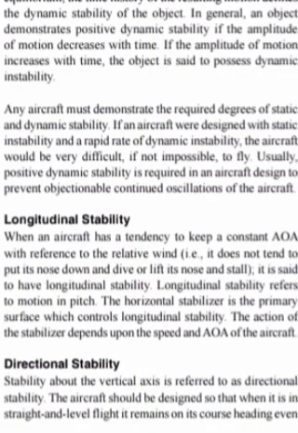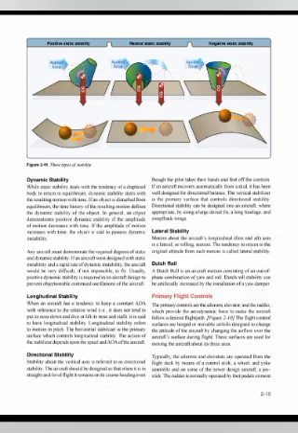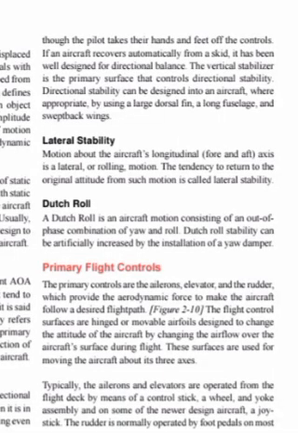Directional stability. Stability about the vertical axis is referred to as directional stability. The aircraft should be designed so that when it is in straight and level flight, it remains on its course heading, even though the pilot takes their hands and feet off the controls. If an aircraft recovers automatically from a skid, it has been well designed for directional balance.